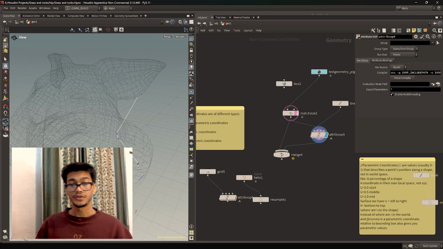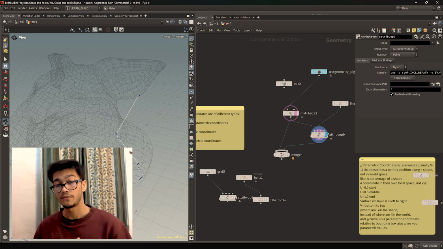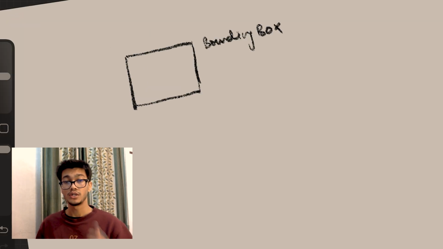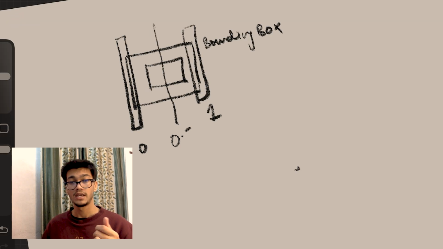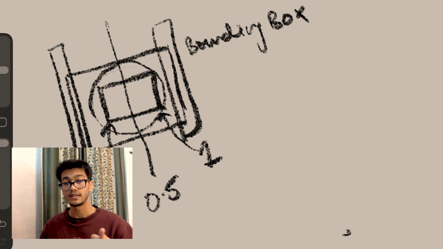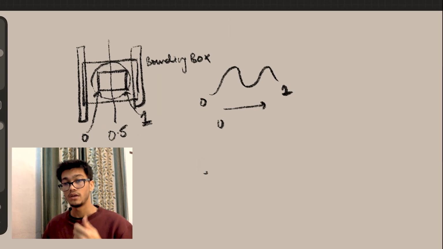Hello everyone, and in this video today I want to talk about types of parametric coordinates, and second I want to introduce two new VOP nodes. First, XYZ Distance, and second, Primitive Attribute VOP.